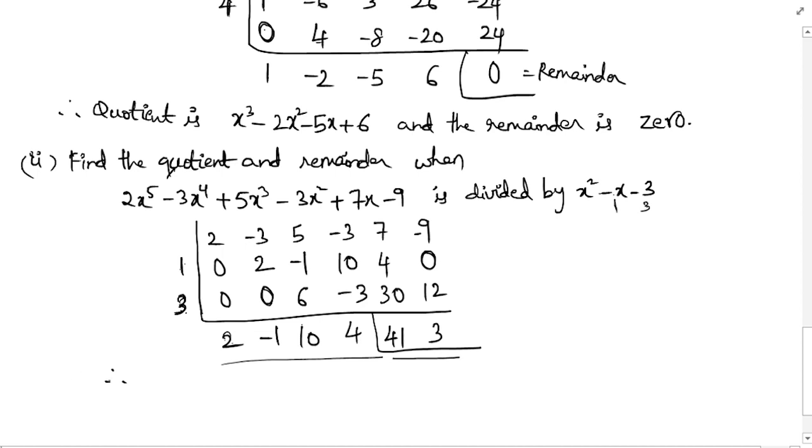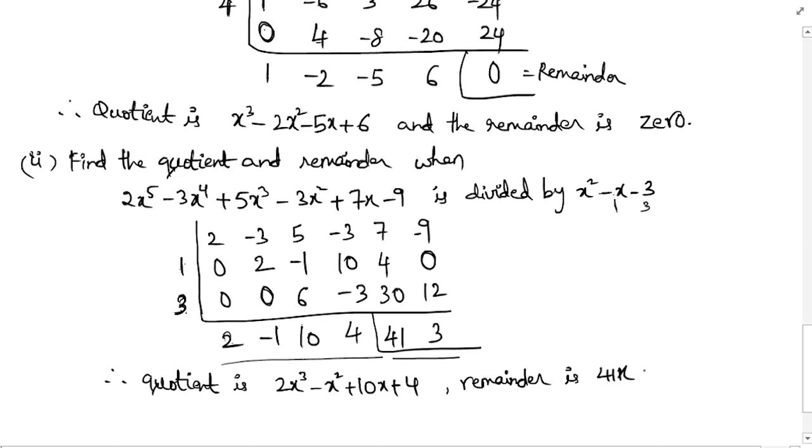So that means the quotient is 2x cube minus x square plus 10x plus 4, and the remainder will be 41x plus 3. Okay, it's 41x plus 3.